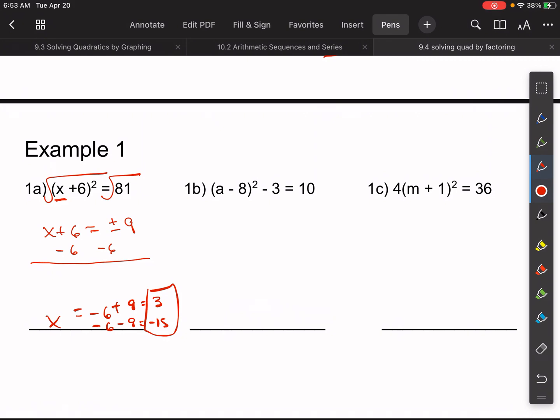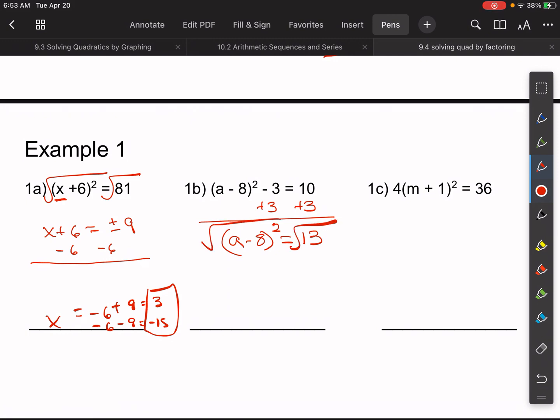So before I take the square root here, what I'm actually going to do is get the things that are not being squared to the right side, right? So I'm going to add 3 to both sides here. And when I do that, I'm just left with a minus 8 squared, which is what I want, something squared on the left. And then here on this side, I'll just have a 13. Now I can take the square root of both sides.